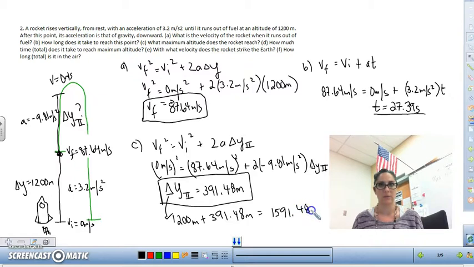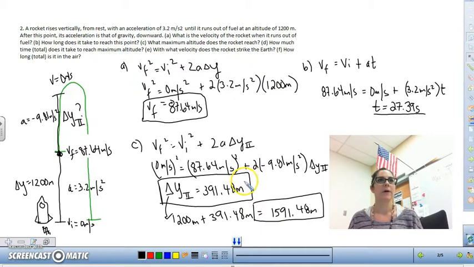(1591.48 meters). That's the official answer here. So yeah, that's alright, I boxed it anyway. So, that's how you find the altitude or the total maximum height right there.